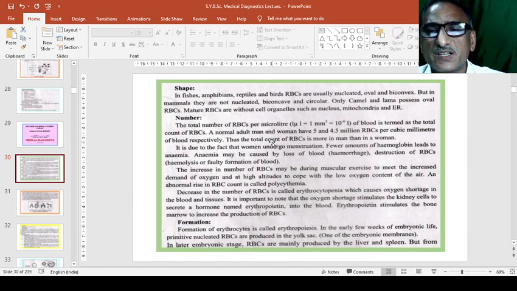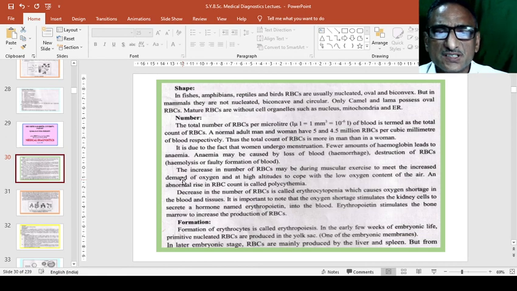The number of RBCs per microliter of blood is termed the total count of RBC. A normal man contains about 5 million RBCs per cubic millimeter, whereas a normal woman contains about 4.5 million RBCs per cubic millimeter of blood. This is due to the fact that the woman undergoes menstruation and other physiological activities.